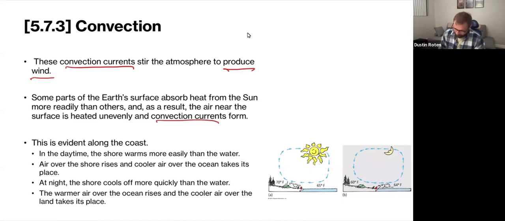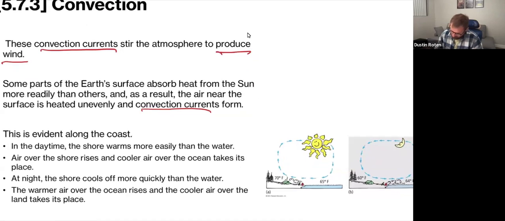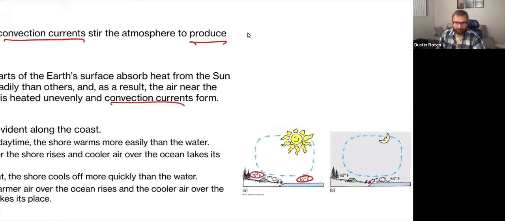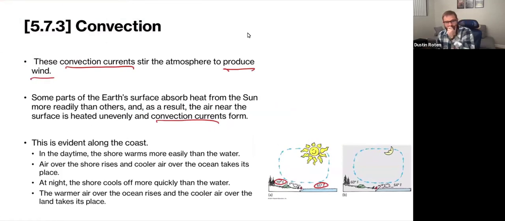Okay, and we can see that right here in this small figure. So in the daytime, the shore, so the land, is going to warm more easily than the water. Okay, we can see that here. The land 70 degrees, the ocean 65 degrees. Now the air over the shore rises and cooler air has to come in and replace it. So as this air heats up, it's going to rise. Okay, so here's our little air parcel.